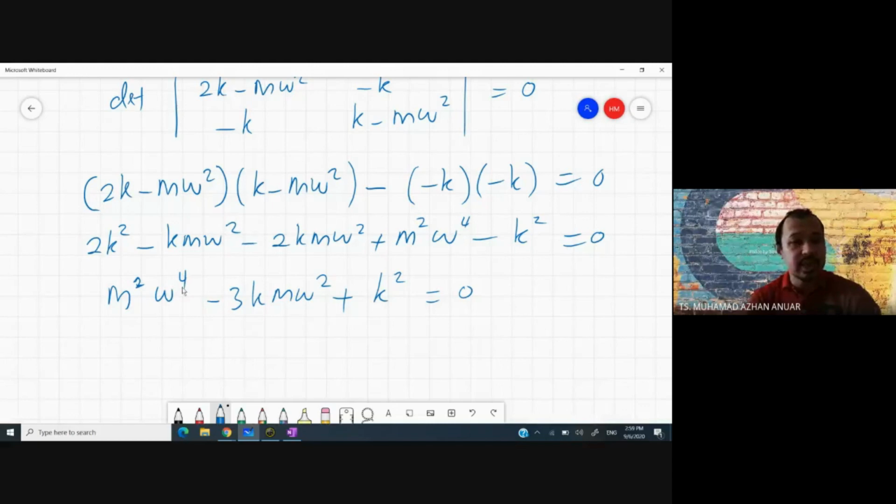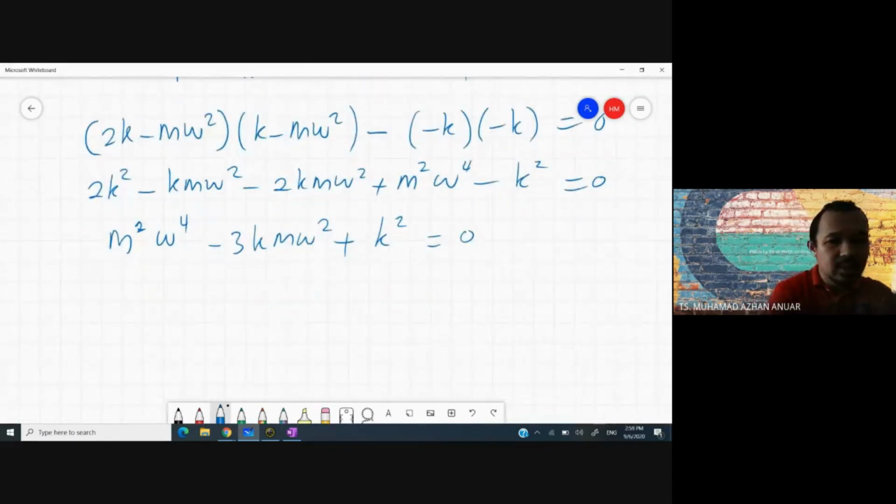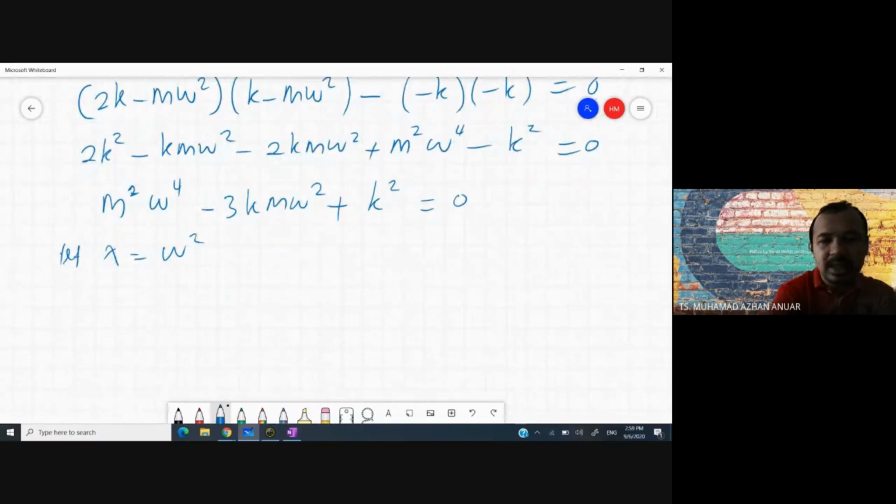So look at this question carefully. You have to the power of 4, you have to the power of 2, you have to the power of 0. So this is fourth order. When you have a fourth order equation, you can reduce it to second order, a quadratic equation. How to reduce it? We use one particular representation. Let lambda, I use the same symbol as before, be equal to omega square. So we reduce the order.